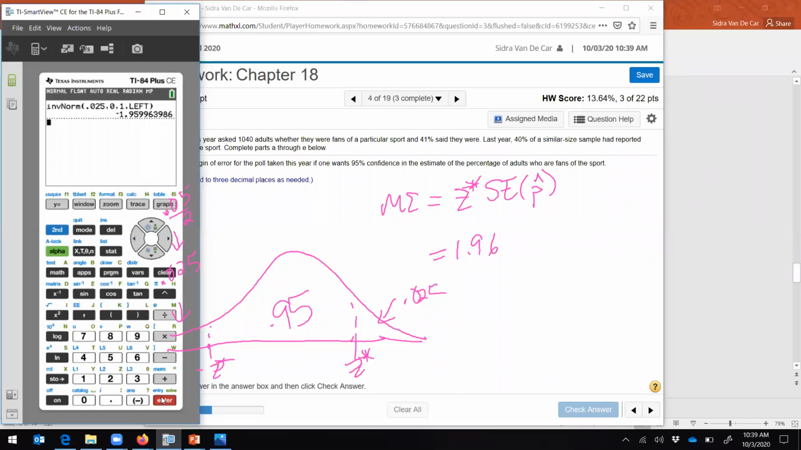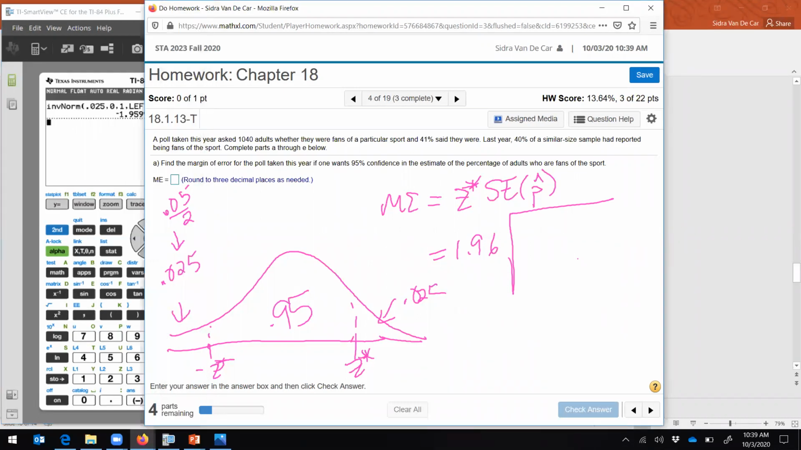All right, so it's 1.96, then times the square root of the p-hat, which is 0.41, times 1 minus 0.41. 1 minus 0.41 would be 0.59, I think, over the number in the sample, 1040. Okay, so I plug that into my calculator, and that's my margin of error.